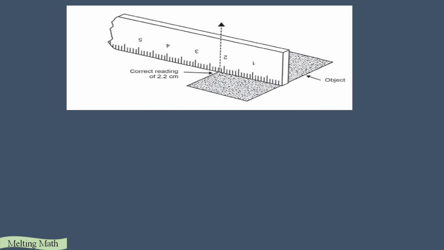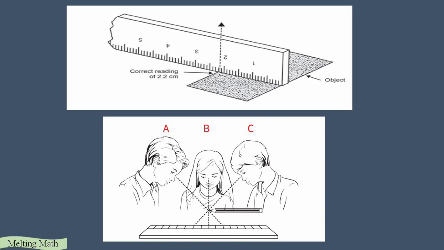Next, now see, how will you measure the length of any object? Here, they are measuring the length of an object. Its length is 2.2 centimeter. By seeing that measured value, the appropriateness is very important. See in the picture below, which side of viewing will give you the accurate reading? See, whether A, B, or C gives you the accurate reading. Just understood.